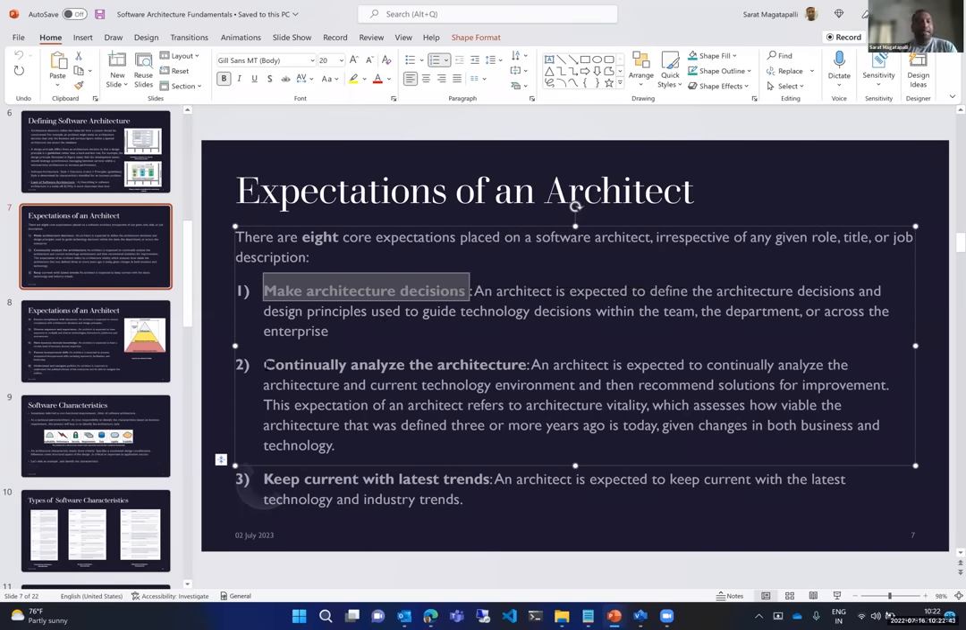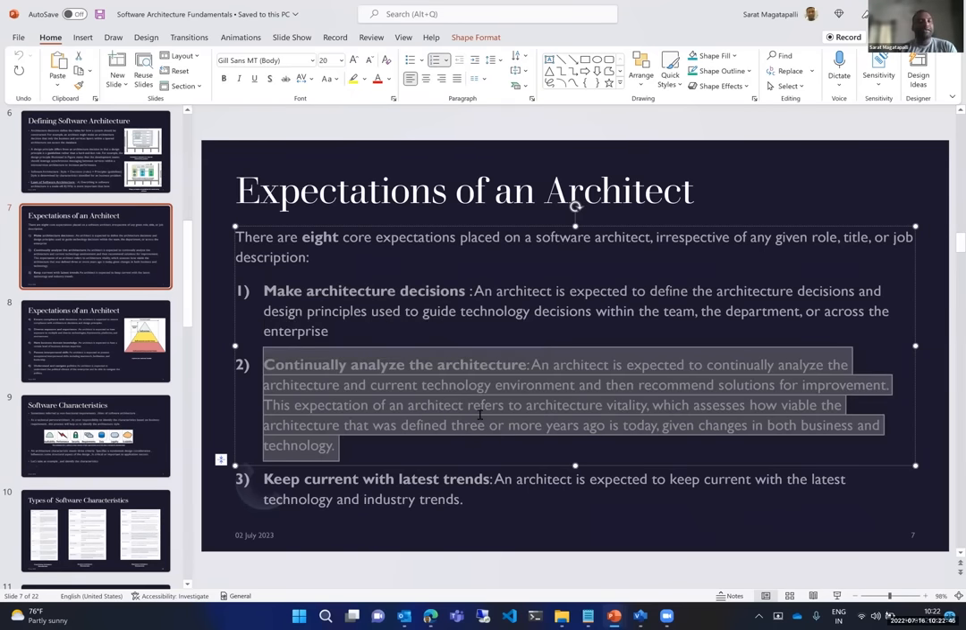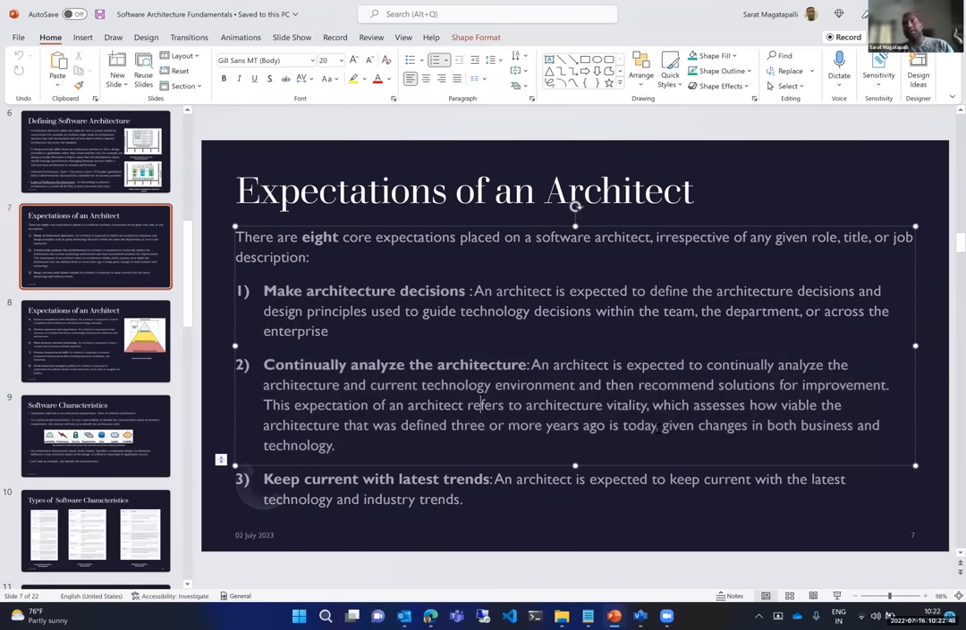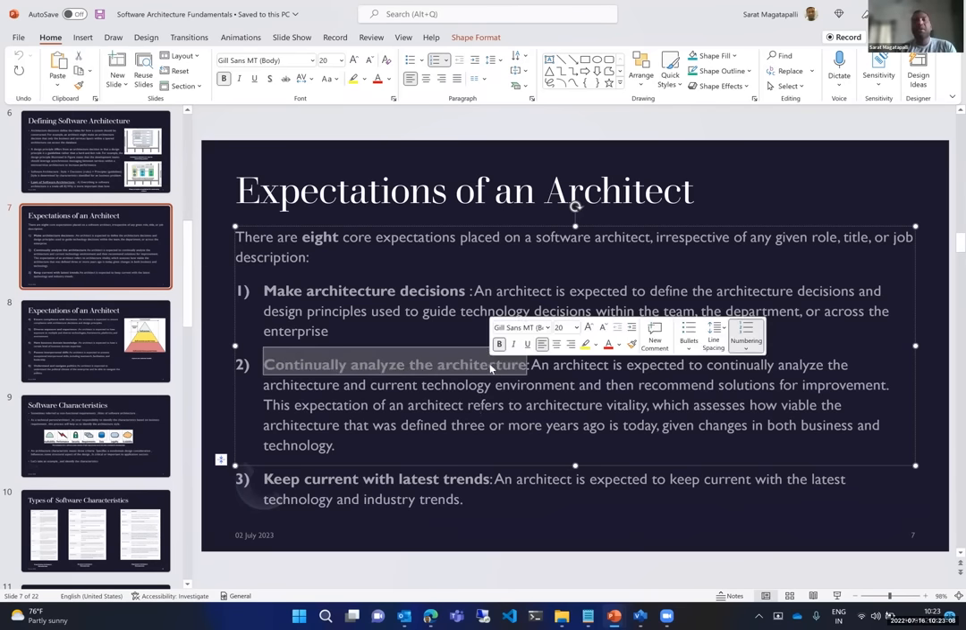Another expectation is you need to continuously analyze the architecture. So let's say on day one, you have proposed an architecture, it has been productionized, everything looks okay. And then suddenly you are seeing some anomalies in your production, right? You need to analyze that and correct your architecture to support the new trends or new observations you have seen, right? This is also an expectation from an architect.